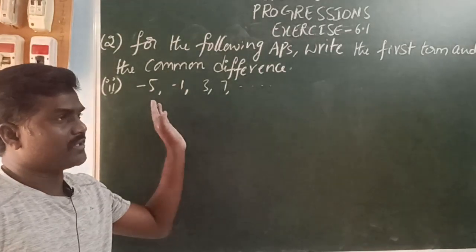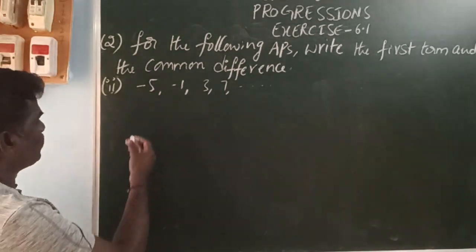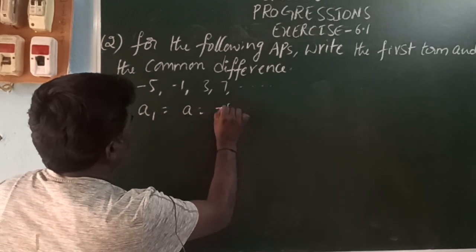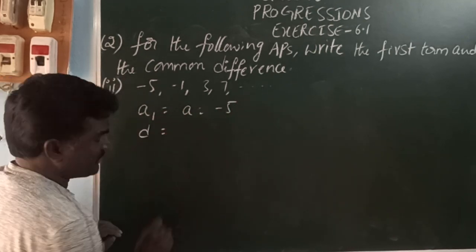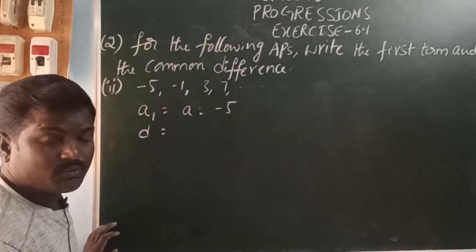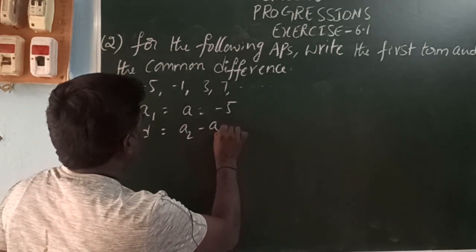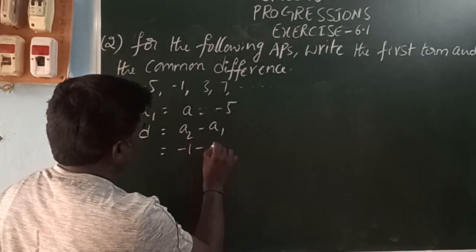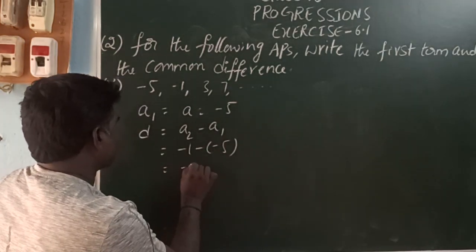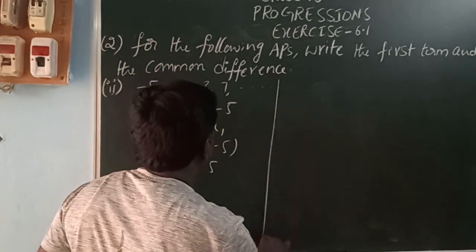Next, the second one: minus 5, minus 1, 3, 7 and so on. So here the first term a1 is equal to a, which is minus 5. The common difference d is equal to a2 minus a1, or a3 minus a2, or a4 minus a3. So here a2 minus a1 is minus 1 minus a1, how much? Minus 5. So minus minus is plus, minus 1 plus 5, that is how much? 4.